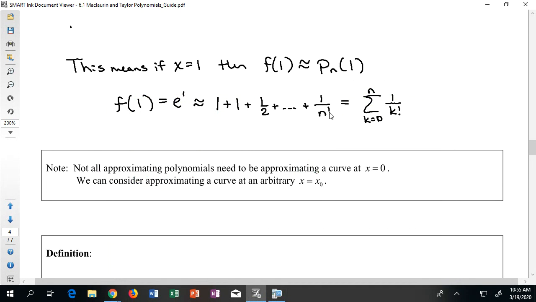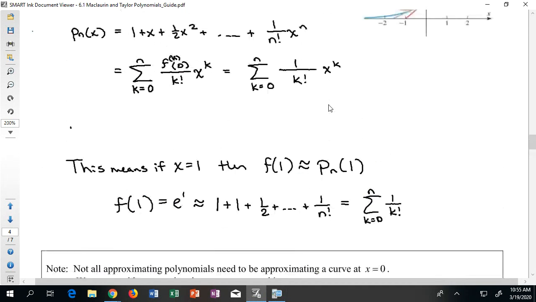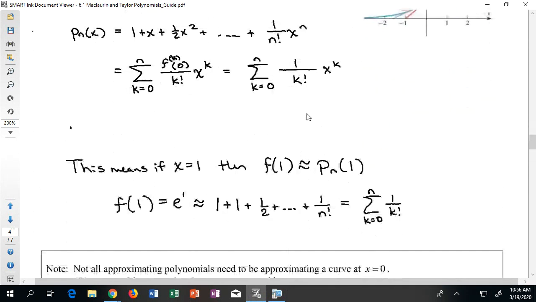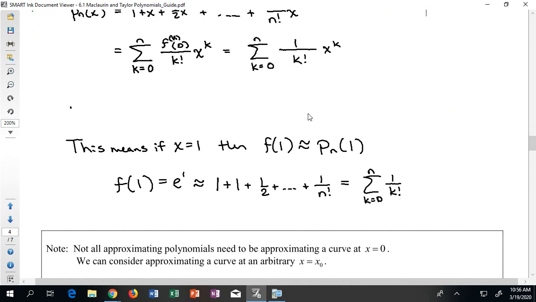This is a really, really powerful idea, and it shows why we can care about these modeling polynomials even from a computer science perspective. How is it that I could program something to spit out a value of e to a power? Well, if I can create a modeling polynomial that only requires that I add, subtract, multiply, and divide, that's not too difficult. And I can state that this value will be pretty close.